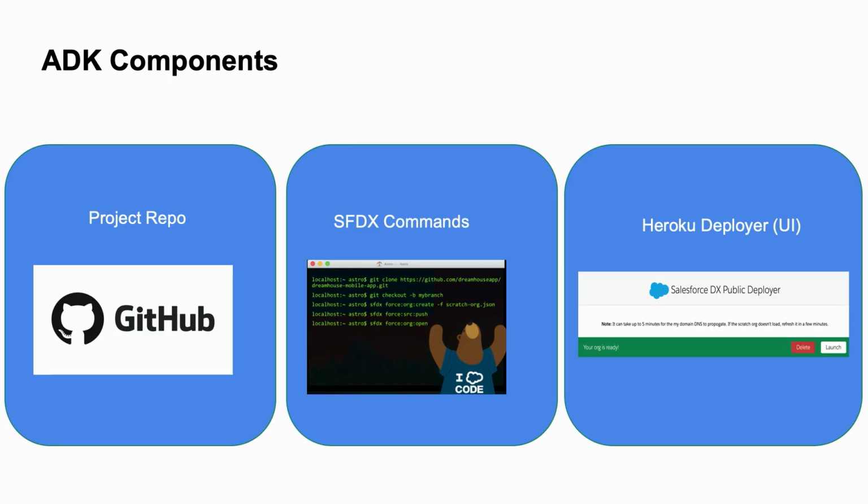So what is this setup? So the ADK is comprised of three components. We have a GitHub Repository, Salesforce DX commands, and the Heroku Deployer. And I'll be going through each of these steps.